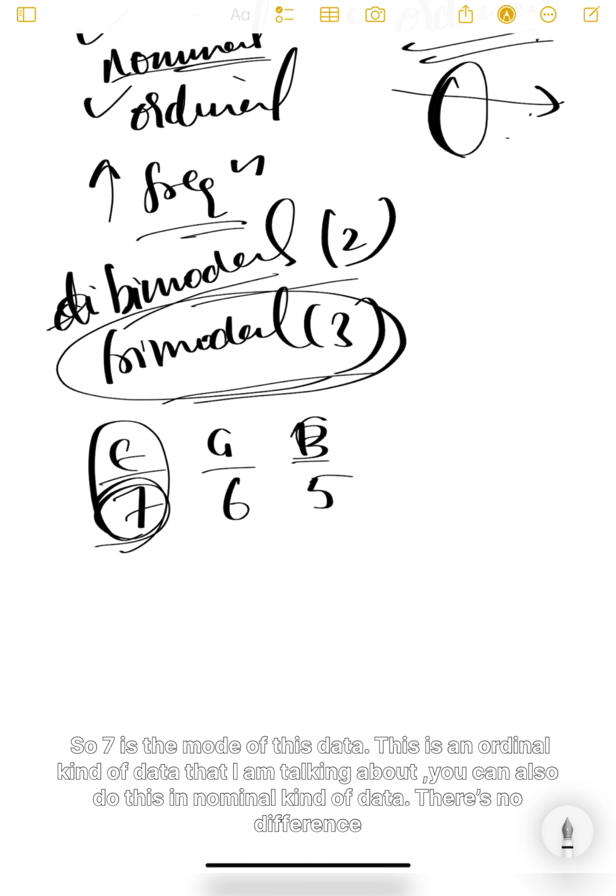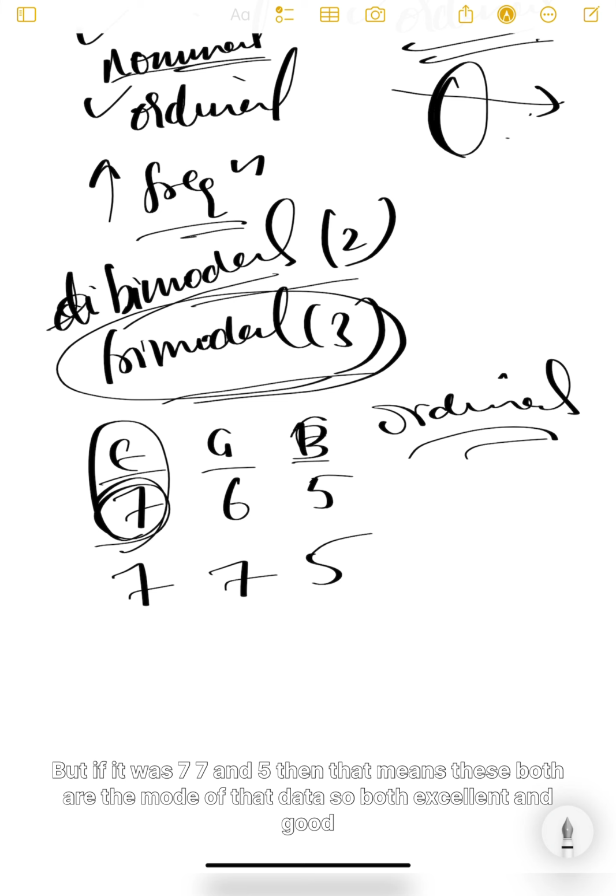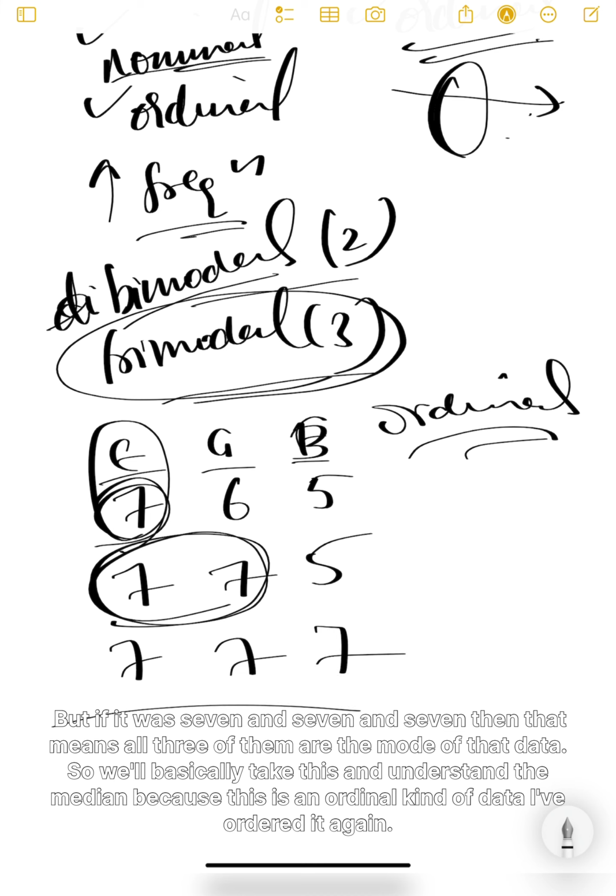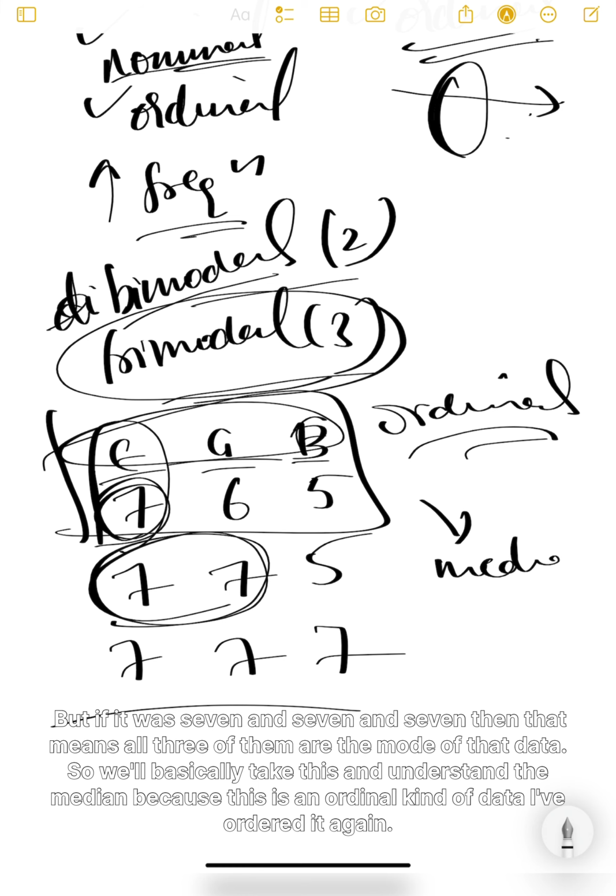And this is an ordinal kind of data that I'm talking about. You can also do this with nominal data, there's no difference. But if it was 7, 7, and 5, then both are the mode of that data, so both excellent and good. But if it was 7, 7, and 7, then all three of them are the mode of that data. So we'll basically take this and understand the median, because this is ordinal data.